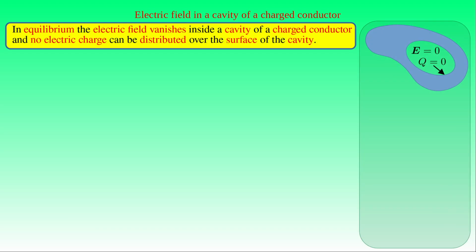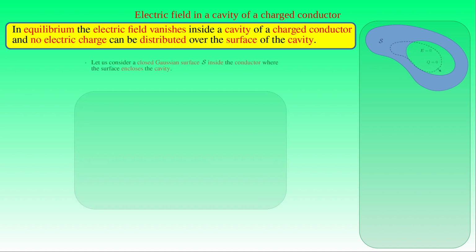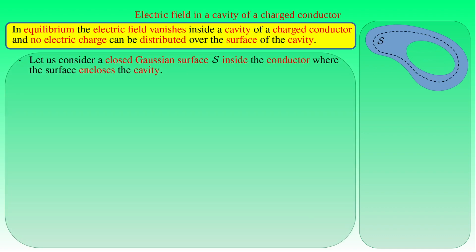If we examine the electric field inside a cavity of a charged conductor, then we will find the following. In equilibrium, the electric field vanishes inside a cavity of a charged conductor and no electric charge can be distributed over the surface of the cavity. We can prove this statement by considering a Gaussian surface S inside the conductor where the surface encloses the cavity.